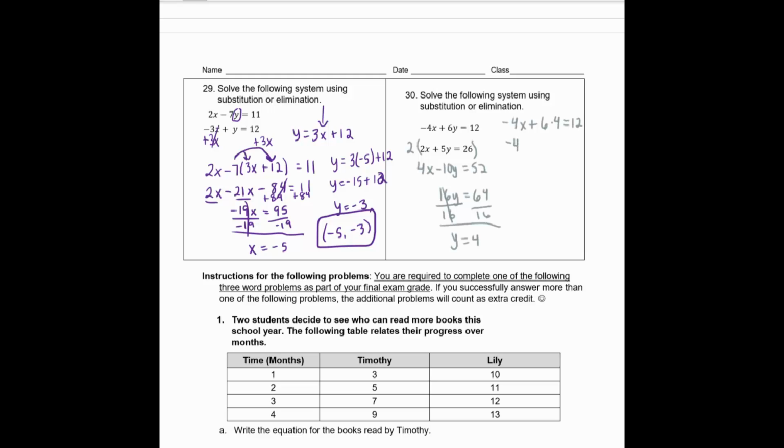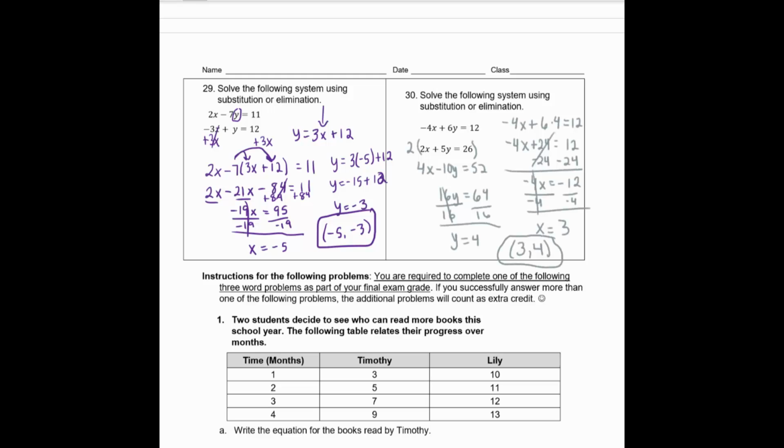So negative 4x plus 24 equals 12. Then I subtract 24. And this is why the first two problems where you're solving really simple equations should seem pretty easy at this point in the semester, because we just had to do so much more than that, but also use those skills. So the answer here is hopefully 3 comma 4.